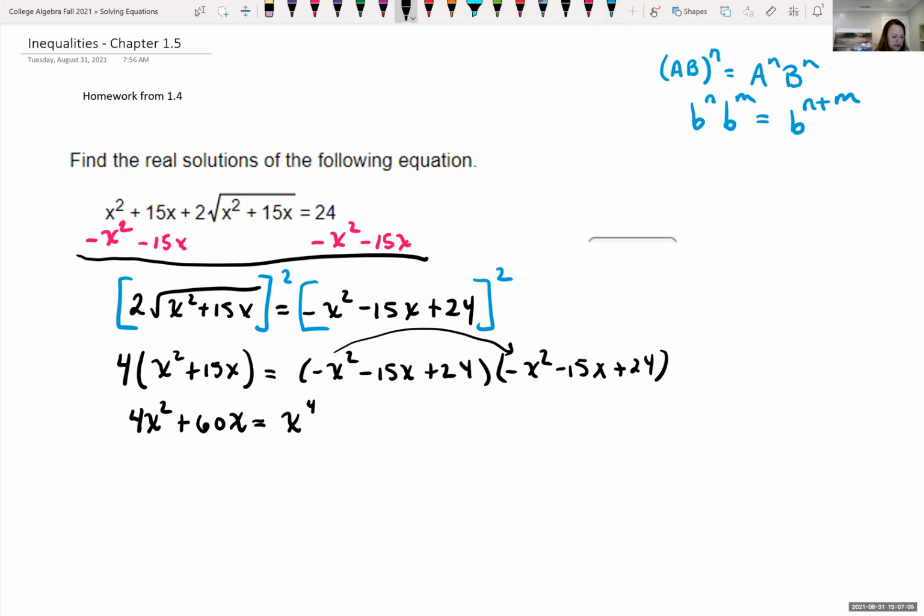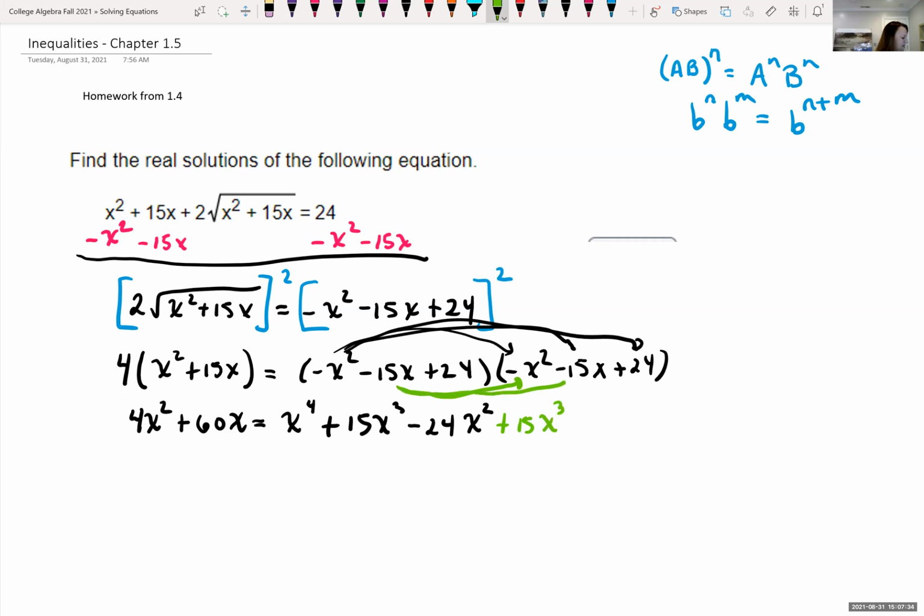Okay, so then let's do negative x squared times negative 15x. So that would give plus 15x cubed. And then negative x squared times 24 gives me minus 24x squared. Now I need to distribute my negative 15x to all 3 terms over on this second parentheses. So negative 15x times negative x squared gives me a plus 15x cubed.